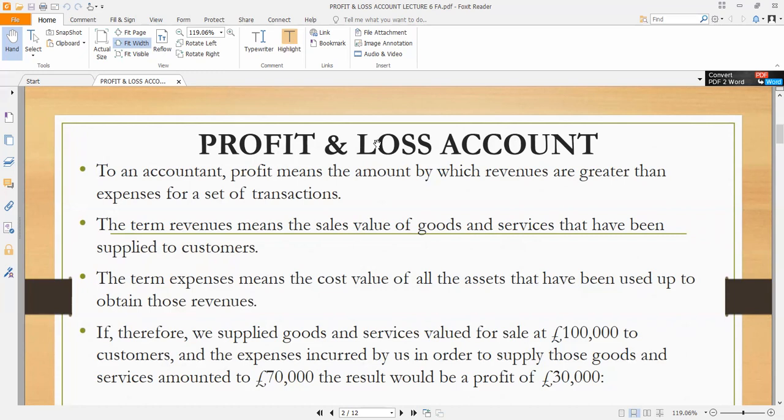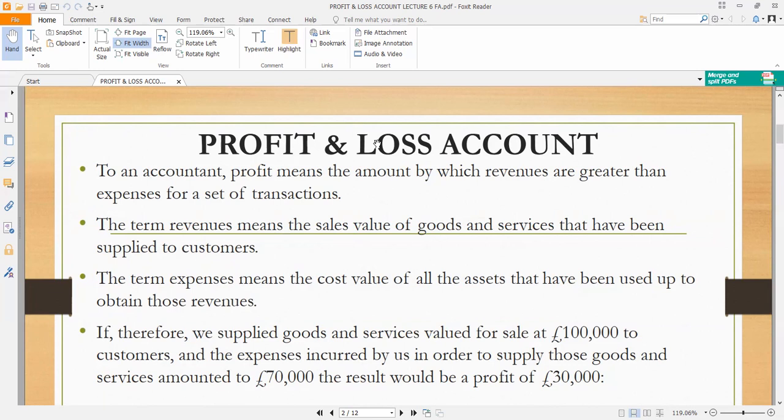Now, if we supplied goods and services valued for sale at, for instance, 100 pounds to customers, and the expenses incurred by us in order to supply those goods and services amounted to 70 pounds, the result will be a profit of 30 pounds. Now this is an example. Let's break it down. We've got that 100 pounds, so of course you get your calculator.